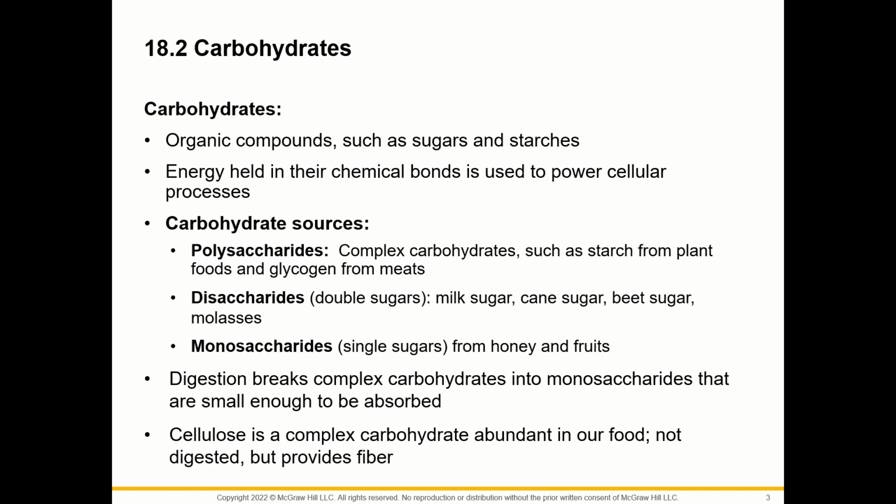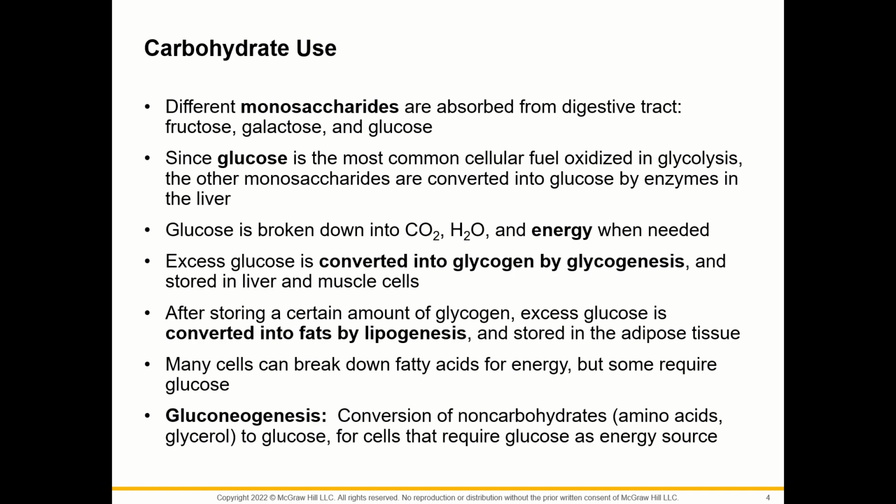Digestion breaks complex carbohydrates into monosaccharides that are small enough to be absorbed. In fact, the liver will convert the monosaccharides that are not glucose into glucose because that is the sugar that we can use in our bodies for our cell energy. Cellulose is a complex carbohydrate abundant in our food. It is not digested, but it provides fiber. Different monosaccharides are absorbed from the digestive tract. These include fructose, galactose, and glucose.